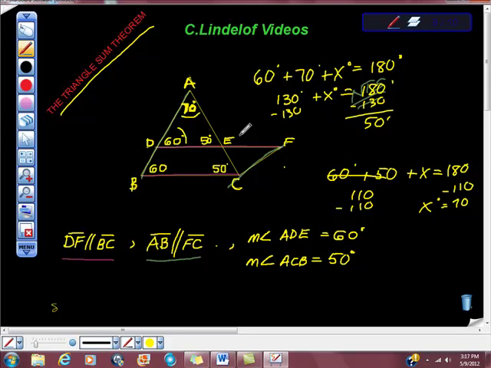Okay, what if we want to know what this angle right here is? Well, what can you say about this? This is kind of fun. All right, well, maybe not fun. It's kind of something, isn't it?